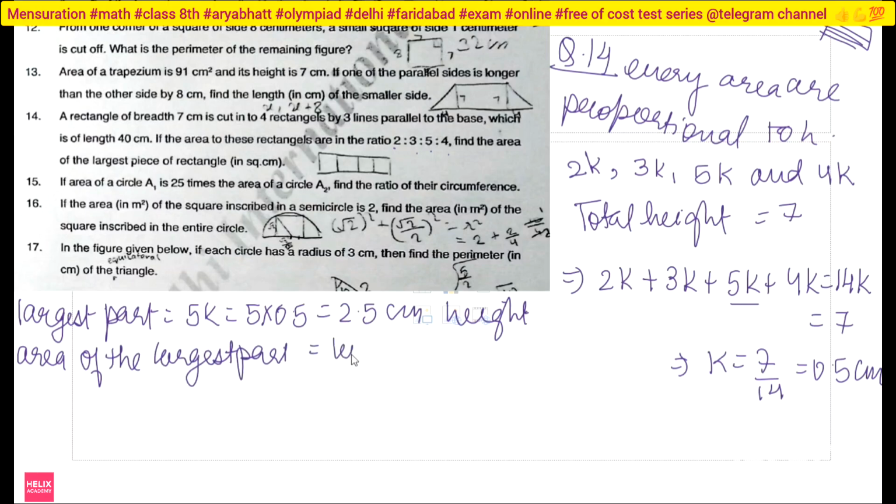So the area of the largest piece, the area of the largest part, will be length into corresponding height. Length is already given as 40 and the height I just found is 2.5 centimeter, so it will be 100 centimeter square.